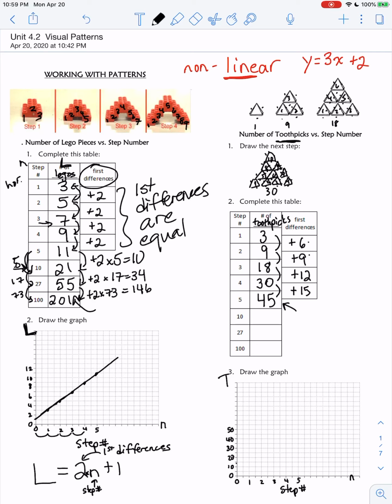Okay, so for step 1, I've got to put a dot around 3. This line here would be 5, so 3 is just below that. So there's that one. For step 2, I should be at 9, so I'm just under 10. That should be about right there. Okay, for step 3, I should be at 18, so that's just going to be under 20.